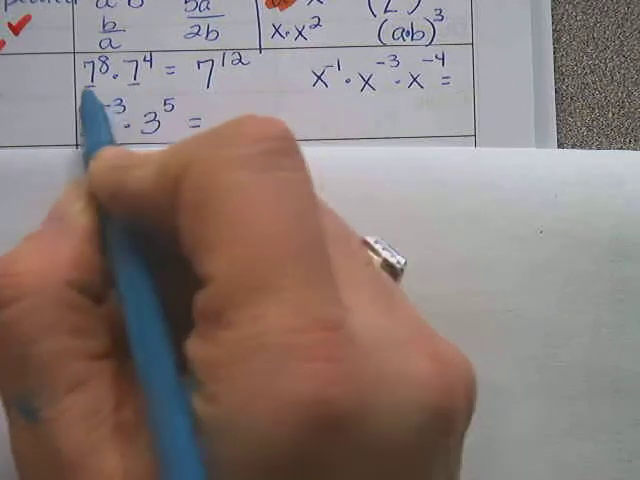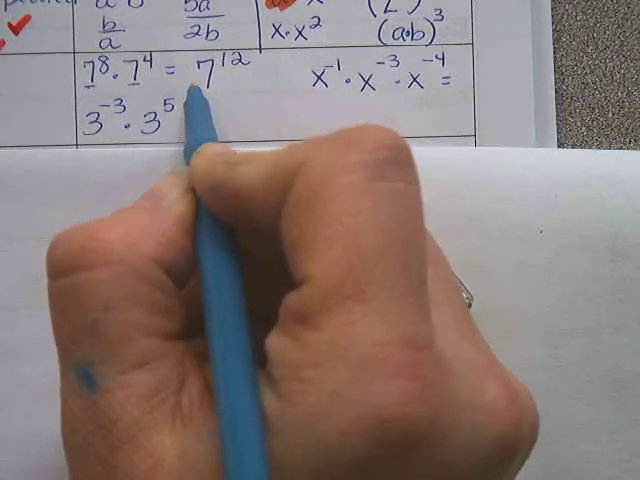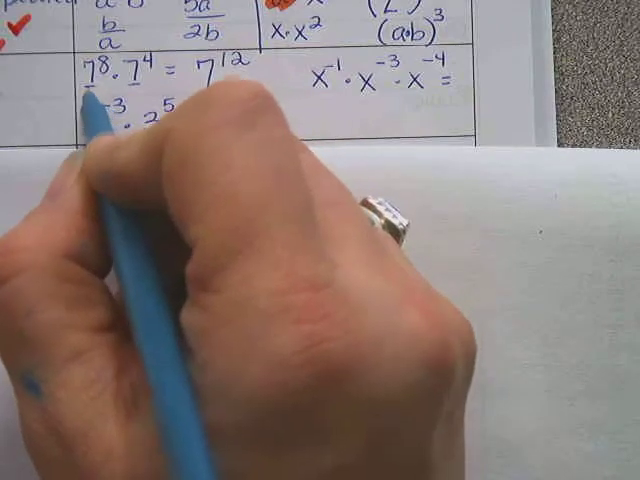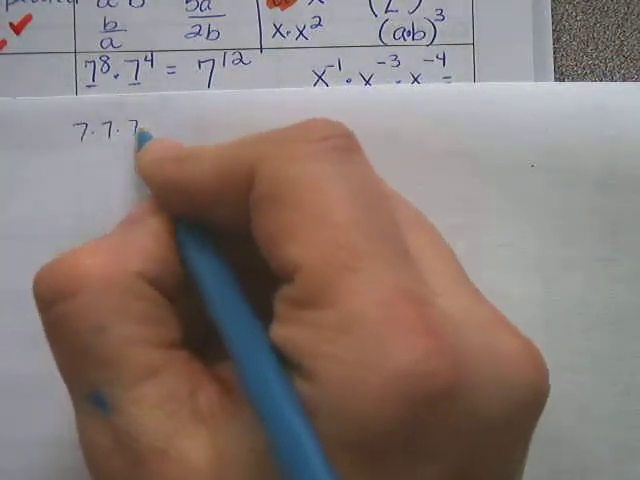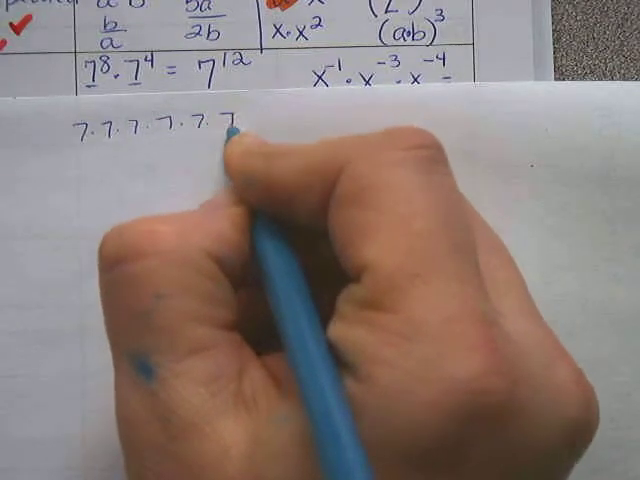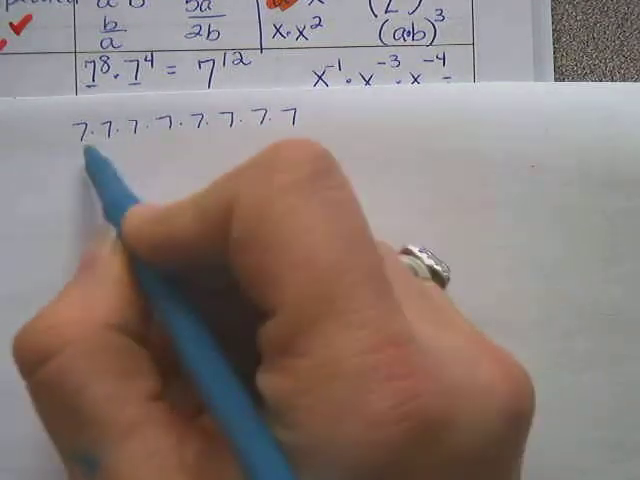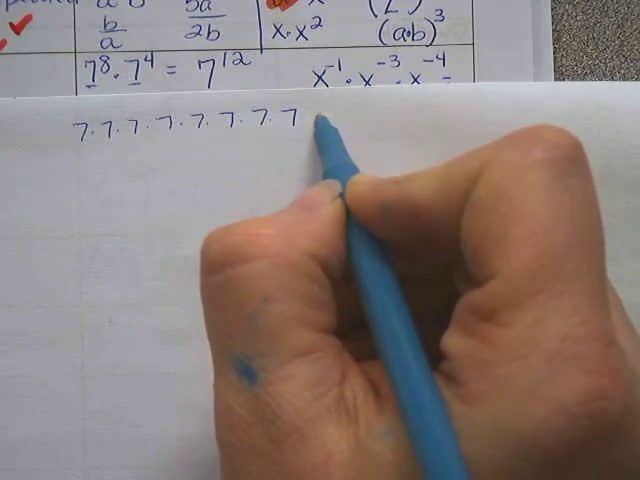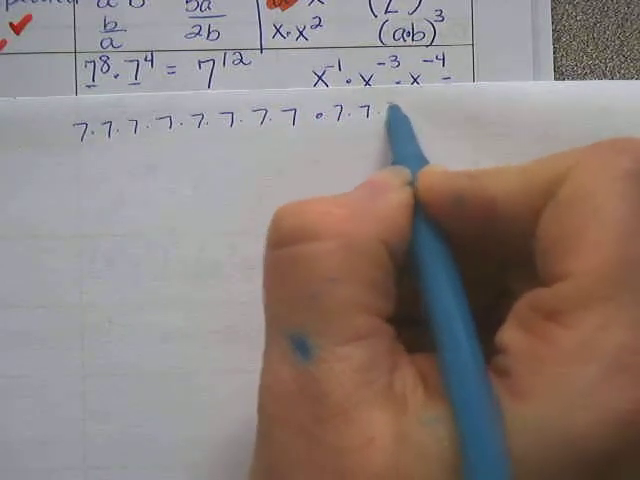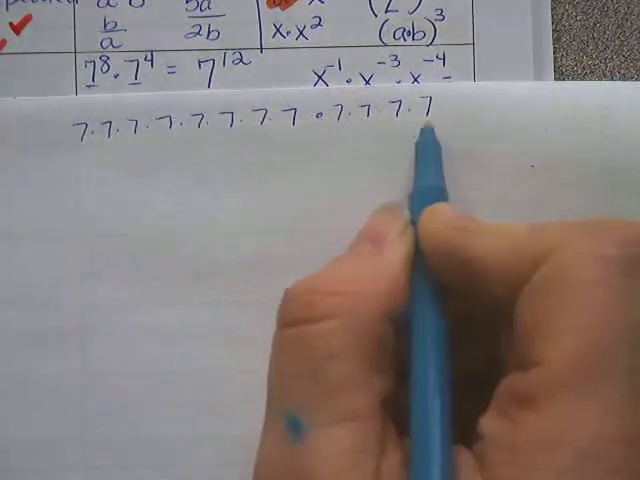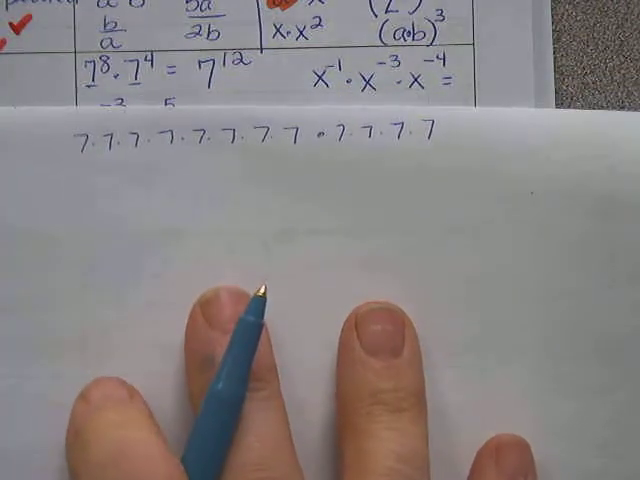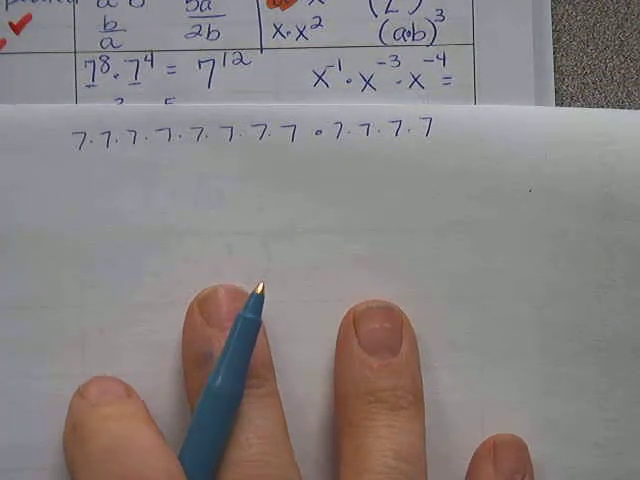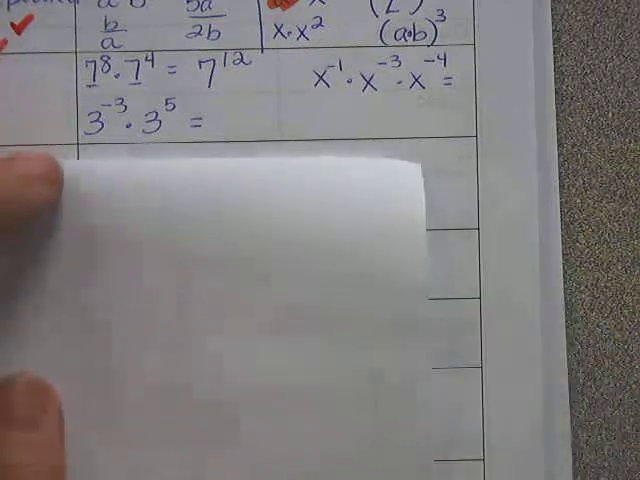One of the most common errors is kids will want to try to do something with the bases, like do 7 times 7 and get 49. But if you go back to the previous example, this really means 7 times itself 8 times. And then 7 times itself 4 times. So if you think about it this way, it's pretty easy to see that that comes out to be 7 to the 12th.